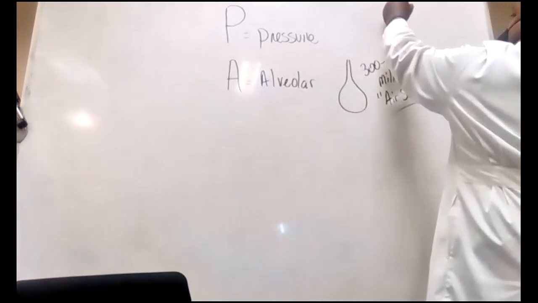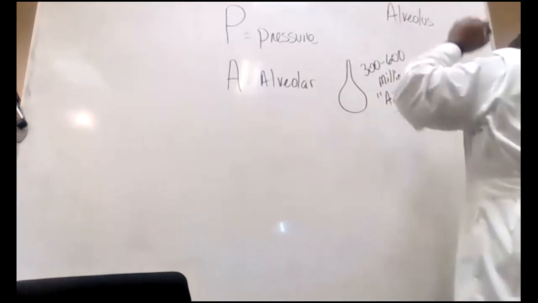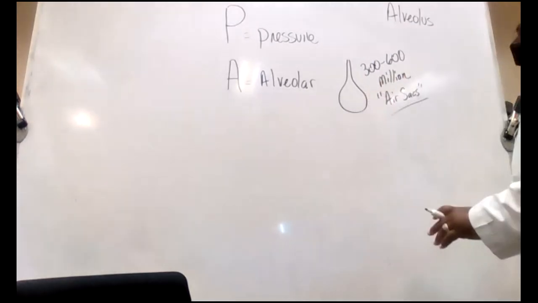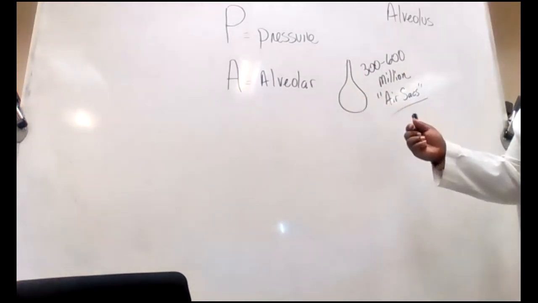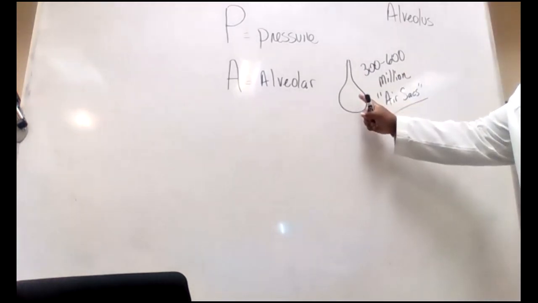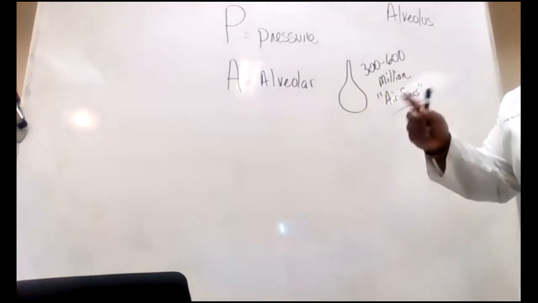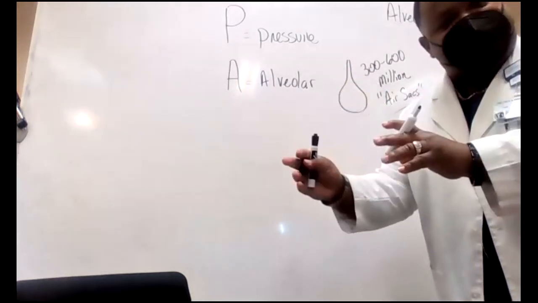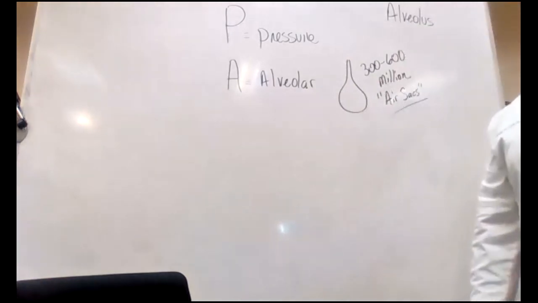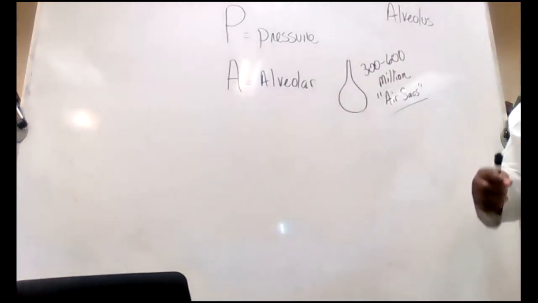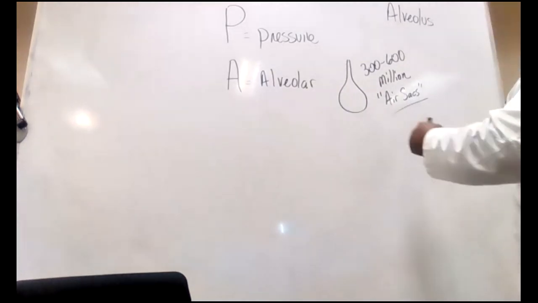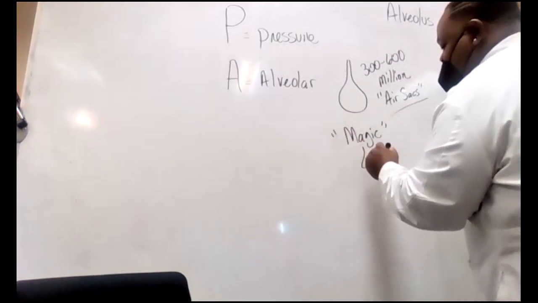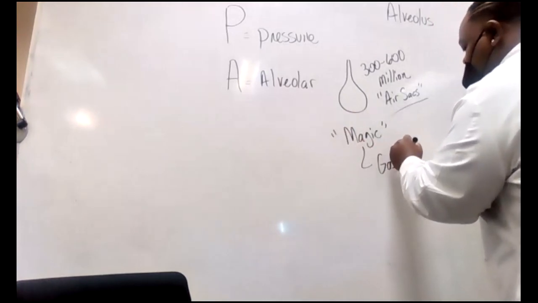Also known as alveolus, and more of them will be alveoli, right? 300 to 600 million. This is where the magic happens. The alveolar or alveolus is where the magic happens. That's where gas exchanges. So write that down. Write magic, and beside that, gas exchange.